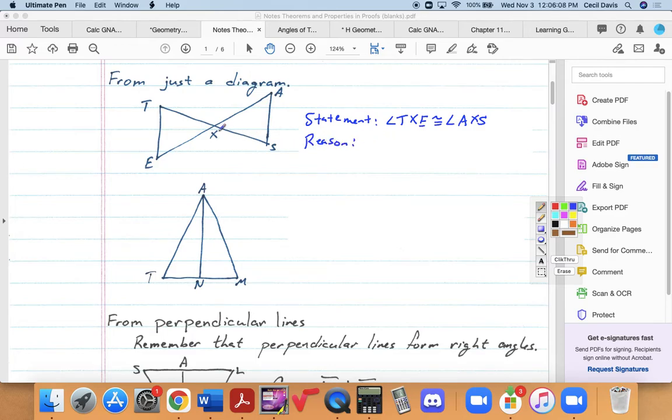So part of proofs is going to be like single statements? No, a proof is made up of a series of statements. Right now we're just doing one. We'll work our way up to doing more. Our reason for this is because vertical angles are congruent.